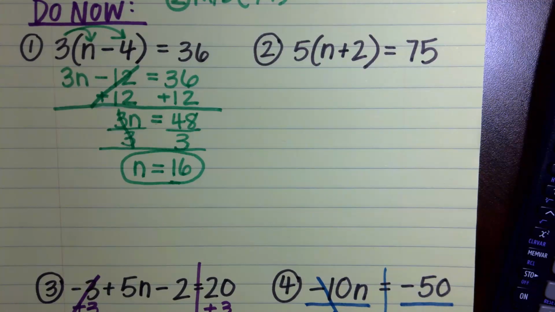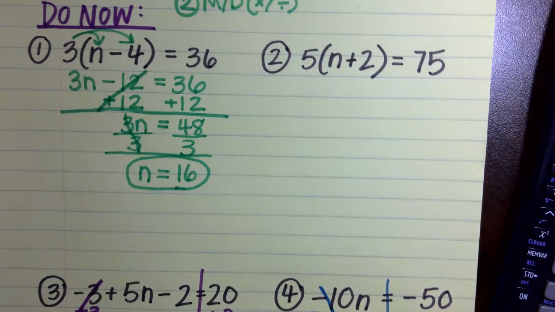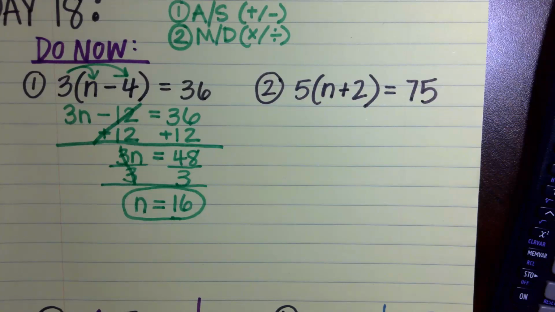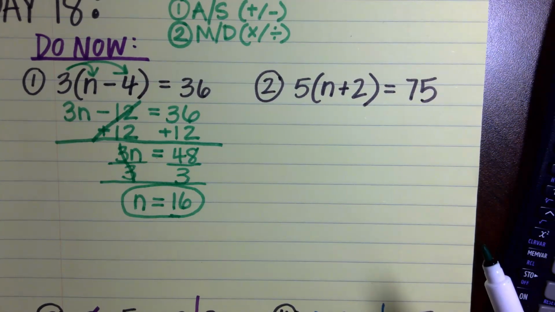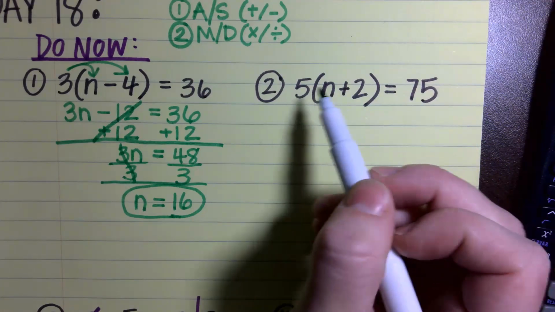Okay, let's look at number 2. We have 5 times the quantity n plus 2 equals 75. What do I need to do first? Oh wait, undo now. You did put 3 in. I just changed it. It was 2n. That's my fault.